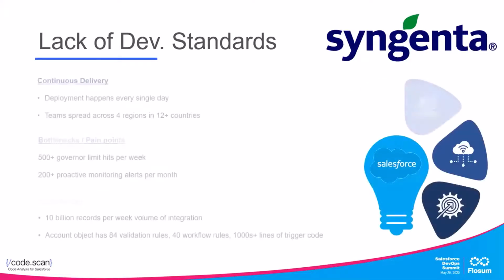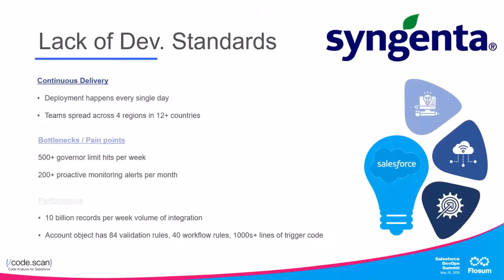Now, if you look at continuous delivery, almost every single day we have deployments going on round the clock. In fact, we have multiple deployments going on any given day. The reason is that we are spread across 55 plus countries, and we have teams in 4 regions: LATAM, North America, APAC, and EMEA, and our teams are located in 12 plus countries. So there's always some deployment going on.